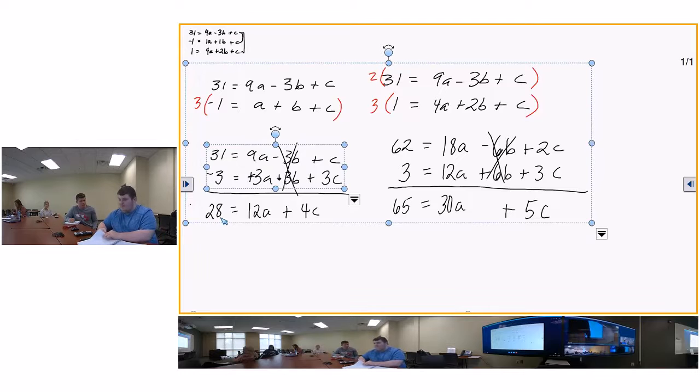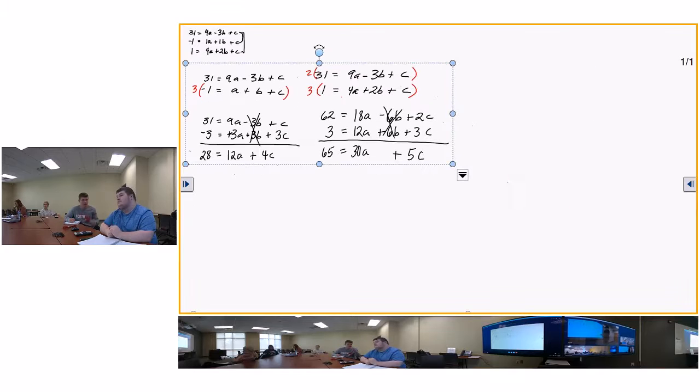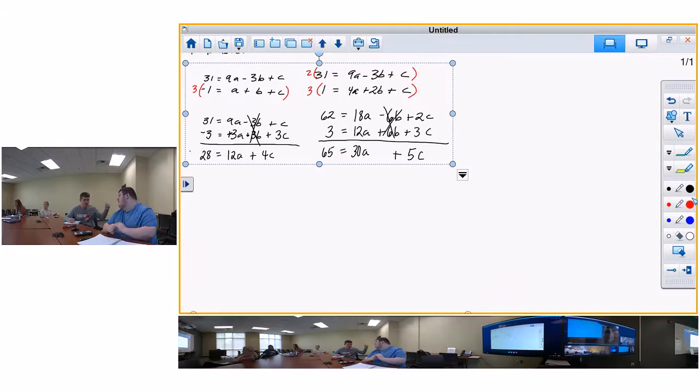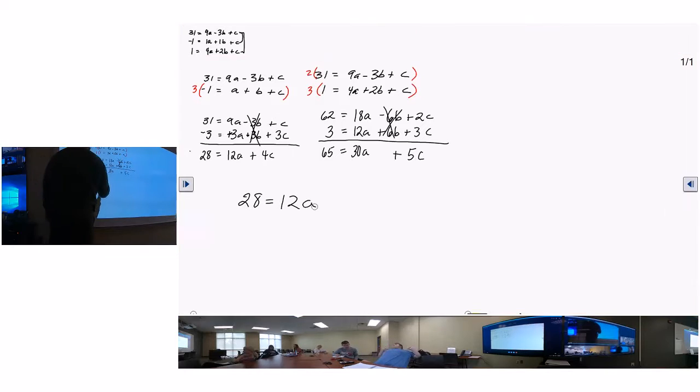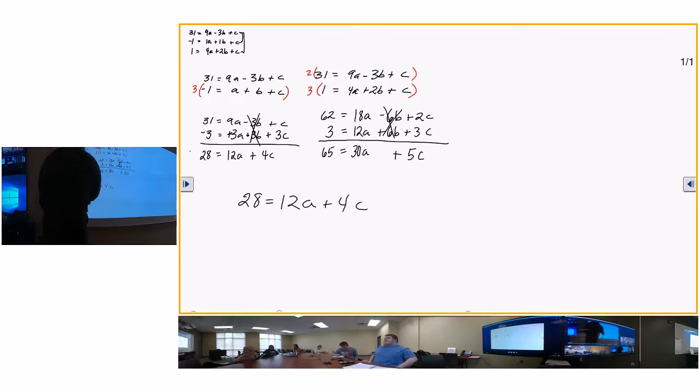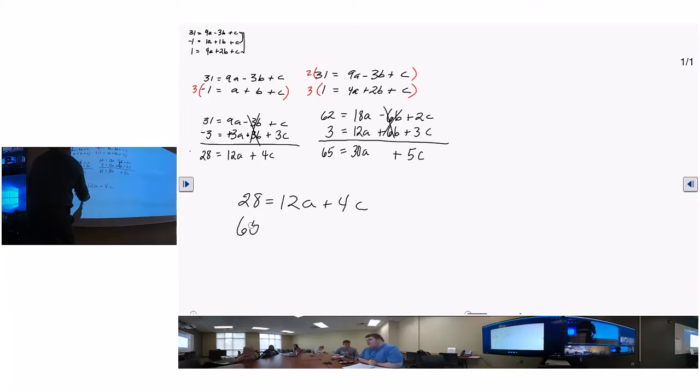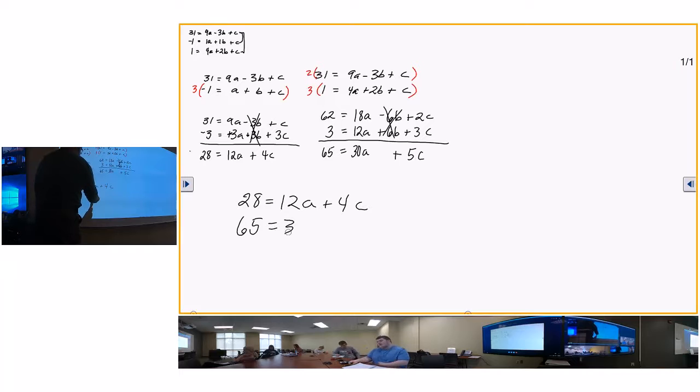There we go. That was a Creed 2. Okay, so now I got two equations, two unknowns. 28 is equal to 12a plus 4c. And 65 is equal to 30a plus what?